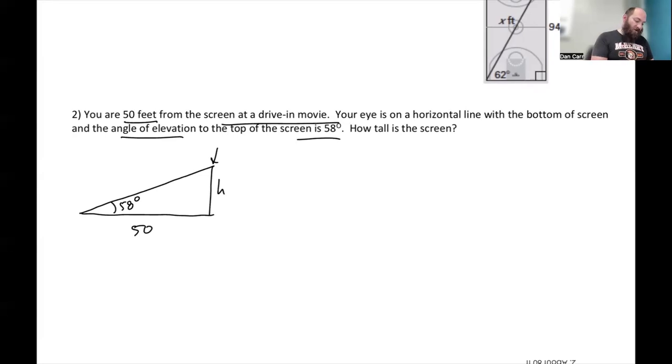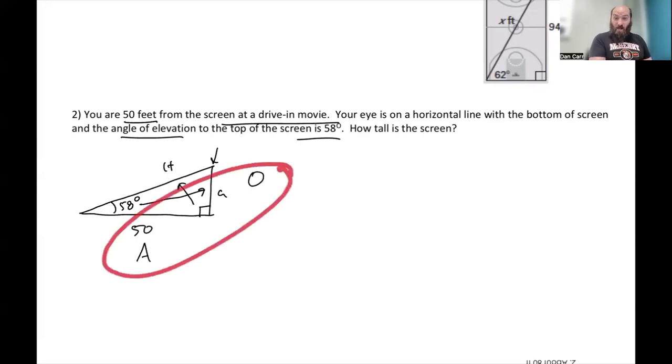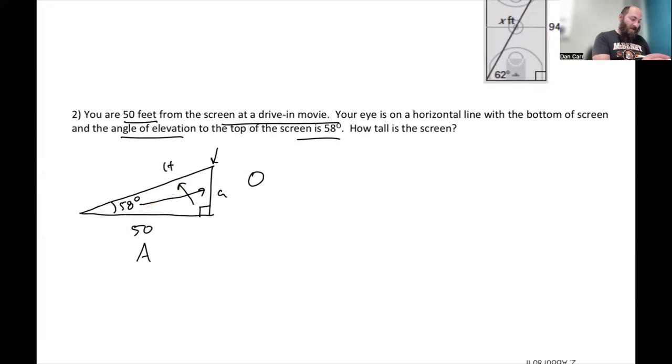Actually, I shouldn't do it that way. Let's call it A for altitude. So from here again, this is my hypotenuse, this is the opposite side, and this is the adjacent side. In this case, we're going to use tangent again. It's O and A. So if I take the tangent of 58, that is equal to opposite divided by adjacent.